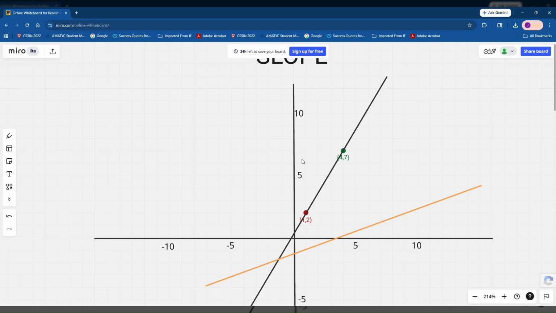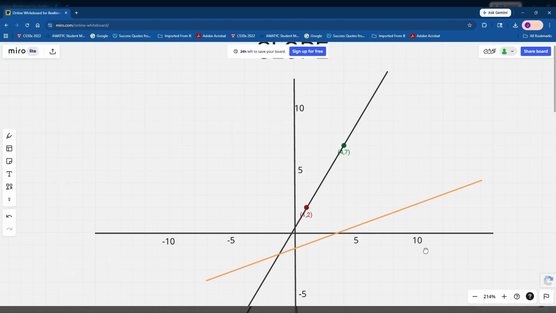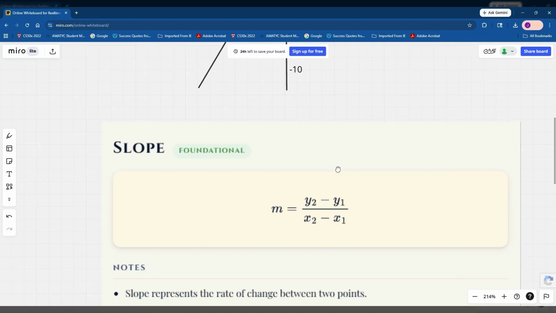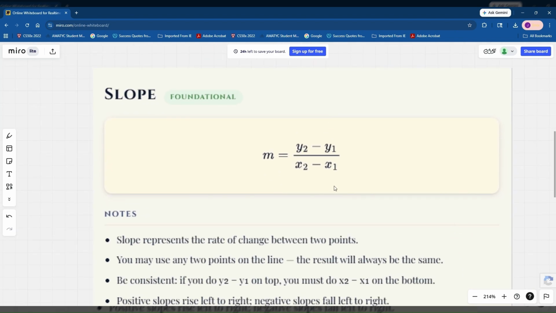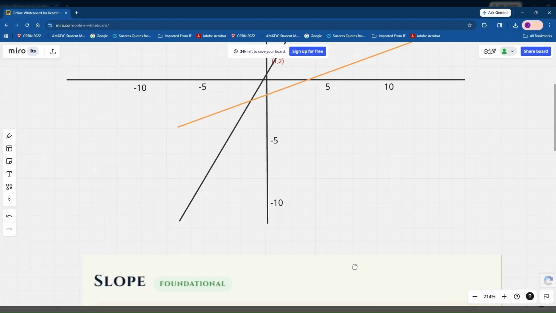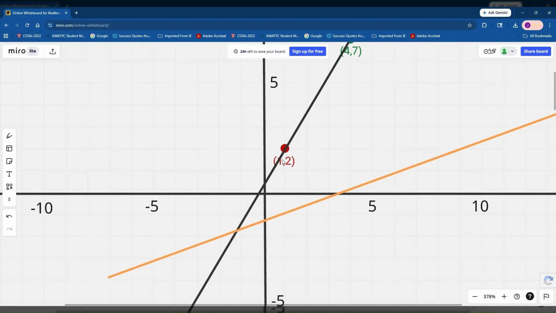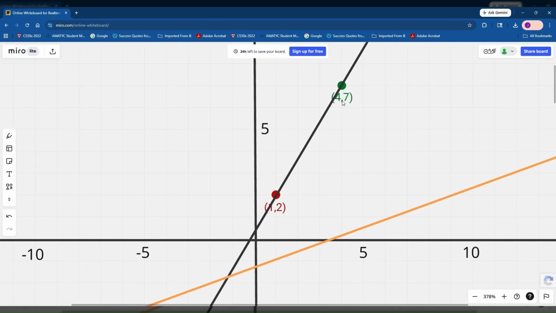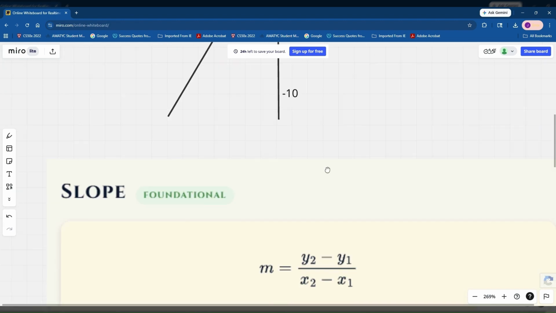So let's talk first about a faster way than counting up the boxes, and that is to use this slope formula. So this is one of the foundational formulas in algebra. We use this all the time. M is equal to y2 minus y1 divided by x2 minus x1. So we could think of this as being the first point. This is x1 and y1, and this is the second point, which is x2 and y2. And it doesn't actually matter which one you label which. It could be in either order. The important thing is that you're consistent with it.